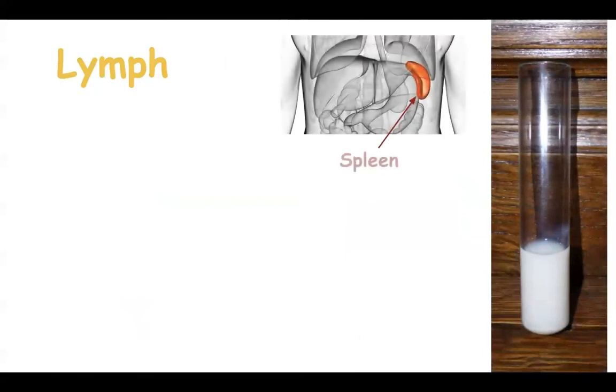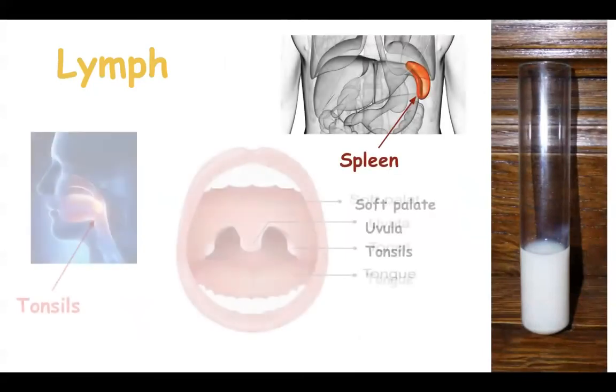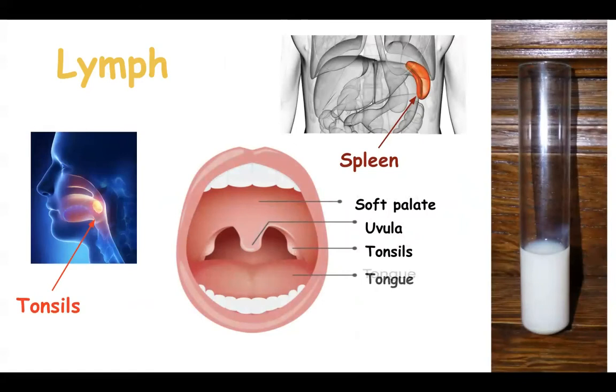Now we have lymph. Lymph is another straw-colored liquid which is basically found in lymph vessels. It is also found in lymph glands like spleen, like tonsils. So you have certain lymph nodes in the body where the lymph is formed and stored. It is rich in WBCs and helps in maintaining immunity in the body, helps in protecting your body from diseases.